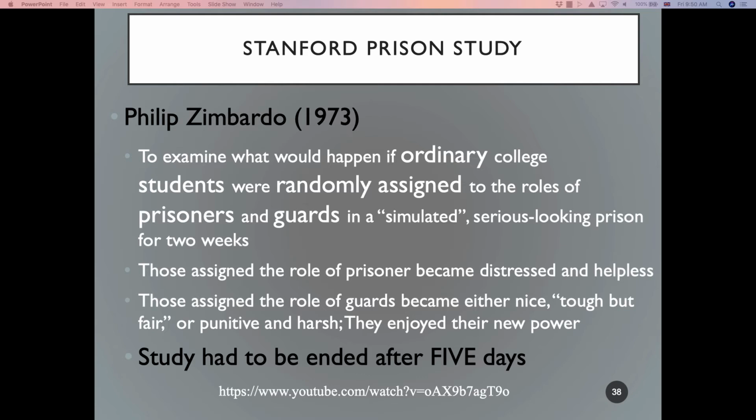Now those who were assigned the role of prisoner physically became distressed and helpless. Those who were randomly assigned to the role of guards, once they put on that uniform, even though their personality was typically nice, they became empowered. And this study had to be shut down within 5 days because of the brutality that was happening in the experiment.